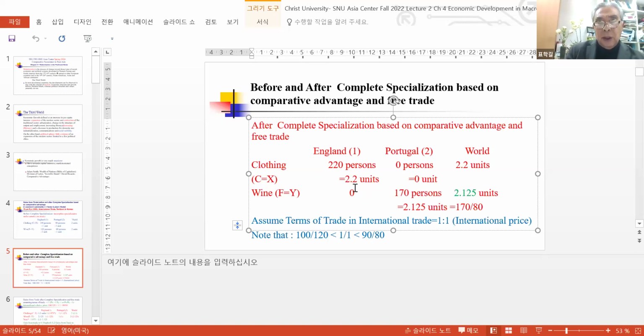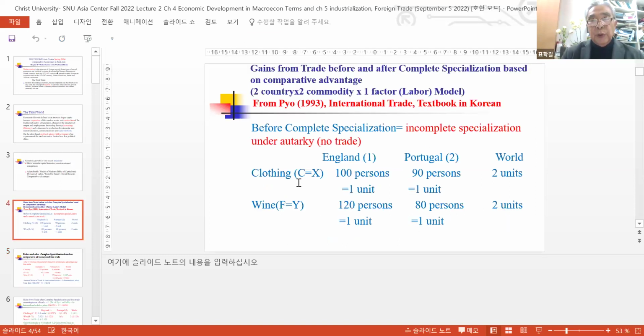England has an extra 0.2 units of clothing. Portugal has an extra 0.125 units. If they trade 1-to-1, then England's relative welfare jump is higher than Portugal's. Now, isn't it paradoxical? We started this example showing that England is disadvantaged.